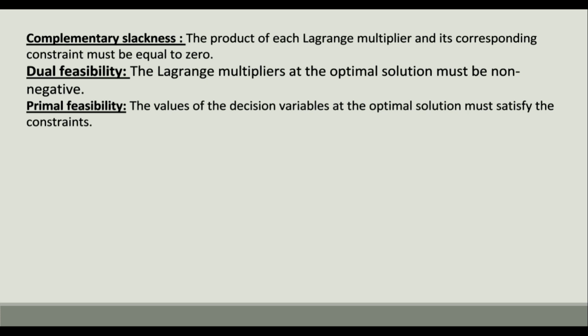Next, complementary slackness: the product of each Lagrange multiplier and its corresponding constraint must be equal to 0. Dual feasibility: the Lagrange multipliers of the optimal solution must be non-negative. Primal feasibility: the values of the decision variables at the optimal solution must satisfy the constraints.